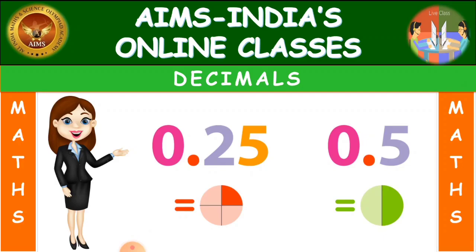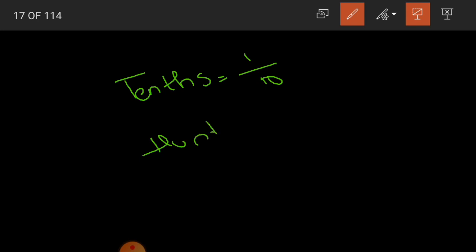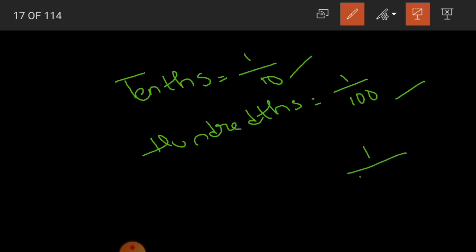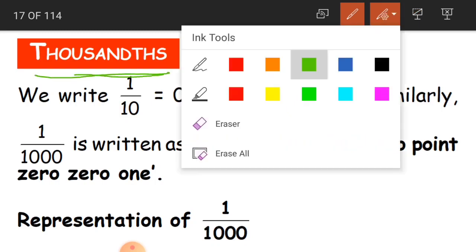In the previous class we have learnt about tens and hundreds. What did we learn about? Tens. Tens is nothing but 1 by 10. And then we have learnt about hundreds in decimal numbers, that is nothing but 1 by 100. Now after 10 and 100, what comes? We have 1000. So when we have the fraction 1 by 1000, it is called thousands.